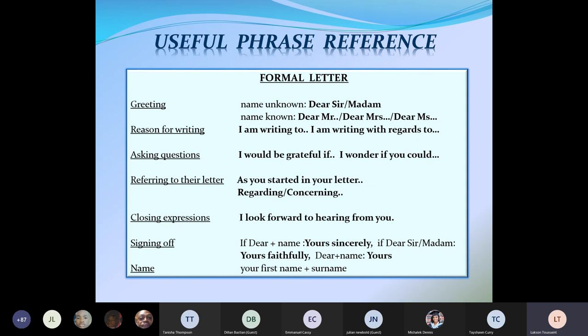You have, of course, the greeting. Then we have the reason for writing. I am writing with regards to. Where would you include that phrase, I am writing to or I am writing with regards to?